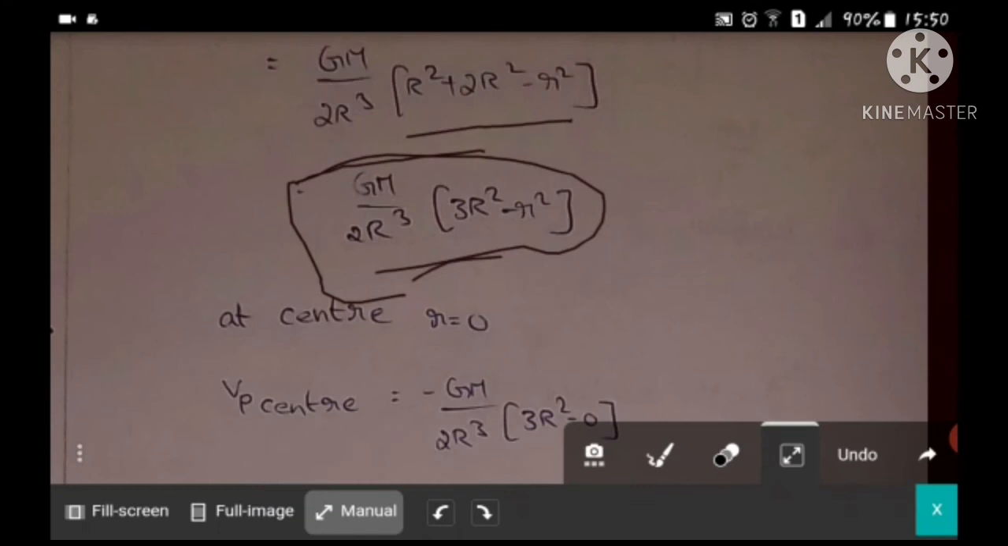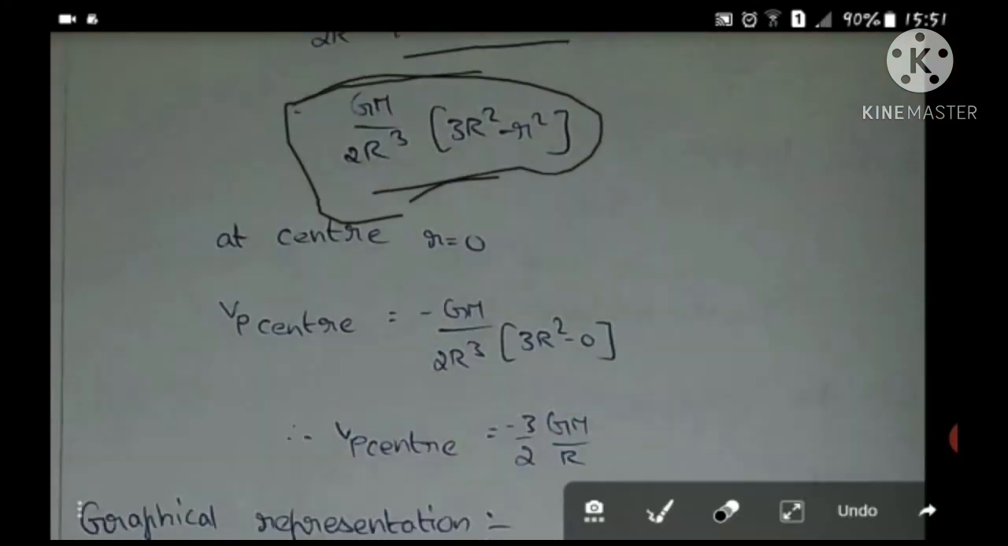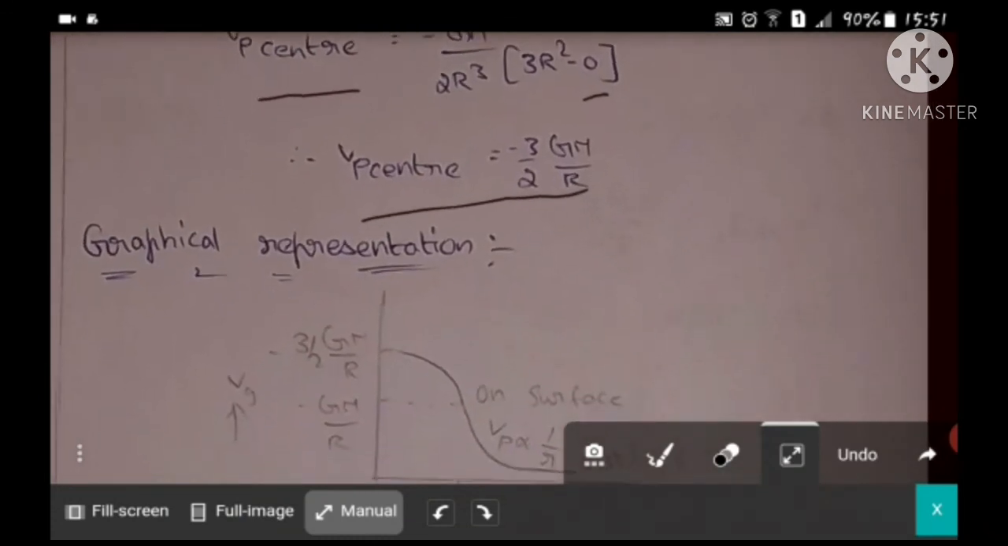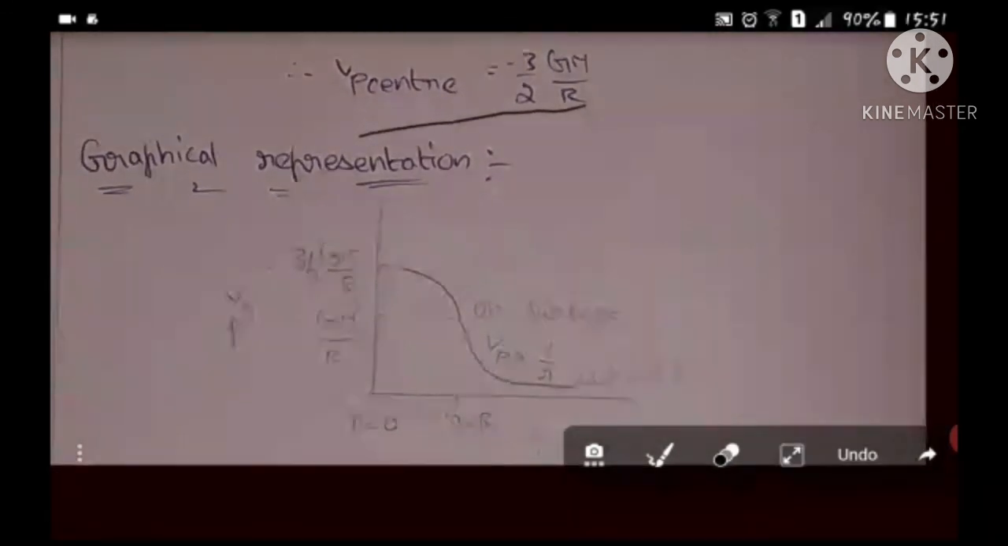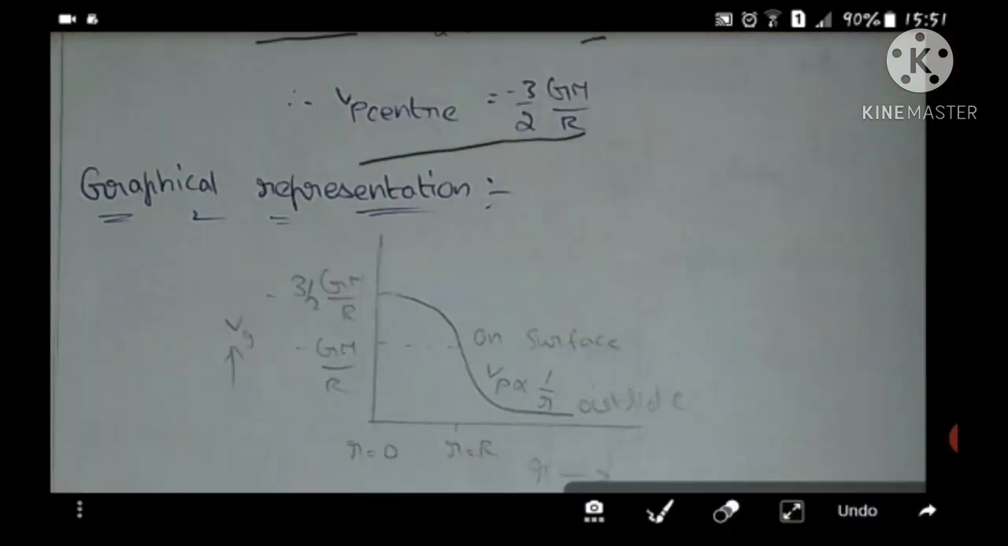Inside the sphere we have a case at the center. Here small r means the distance is 0, so gravitational potential at the center is equal to minus GM by 2R cube. Here r is 0, so we substitute 0 there, then we get 3R square minus 0. Therefore Vp at center is equal to minus 3 by 2 into GM by R.